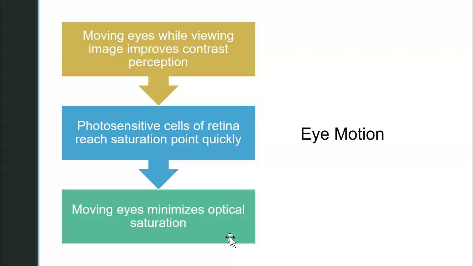So, eye motion. Moving eyes while viewing an image improves contrast perception. The photosensitive cells of the retina reach saturation point quickly. The integration time is 0.2 seconds, okay? So what you want to do is constantly scan the image so that there's not this saturation of the retina. So the retina is constantly refreshing, okay? Moving eyes minimizes optical saturation, okay?